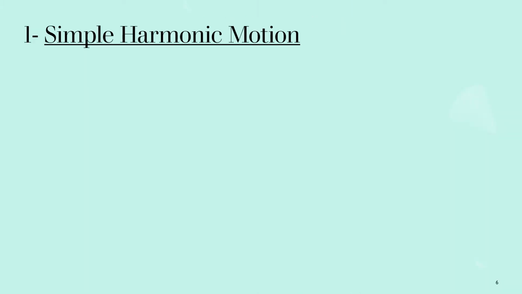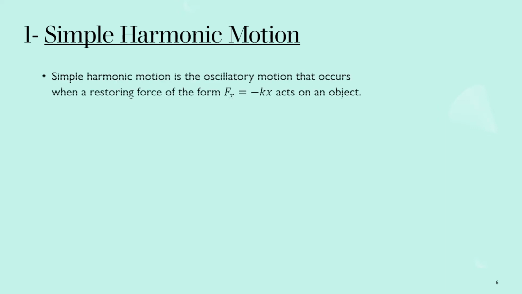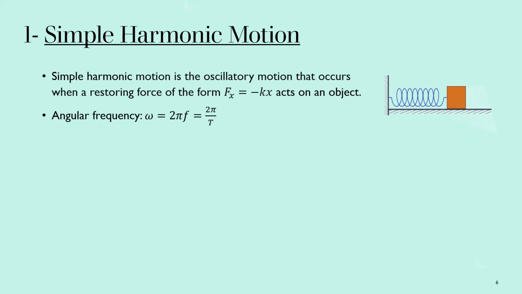Before we go to the exercises, we check the mathematical equations that we need to be aware of. So first, simple harmonic motion is the oscillatory motion that occurs when a restoring force of the form F equals minus kx acts on the object. This is known as Hooke's law if you remember it.